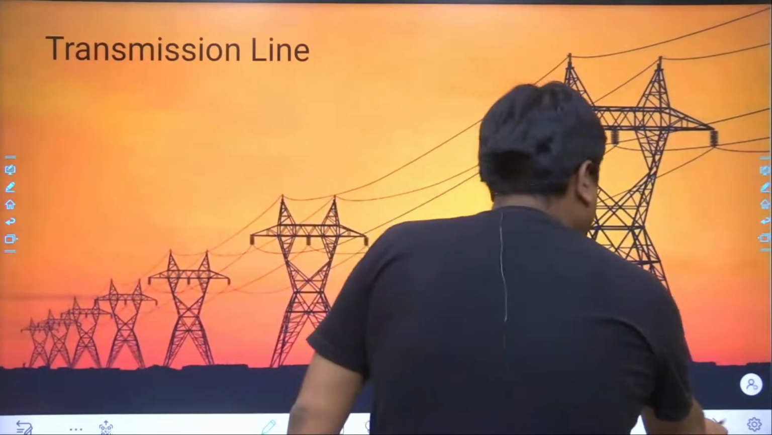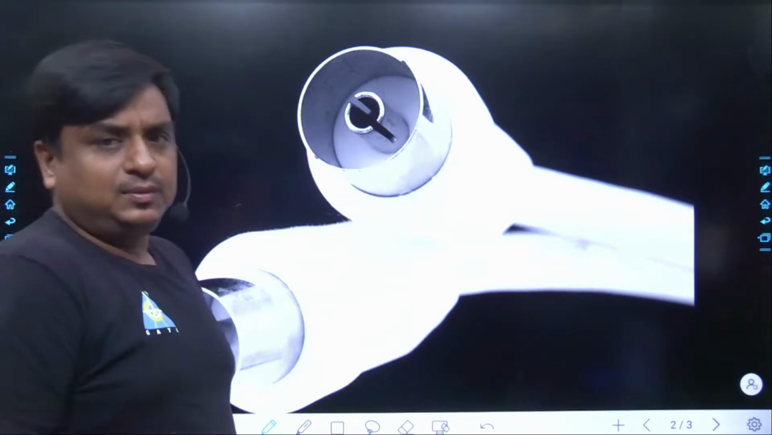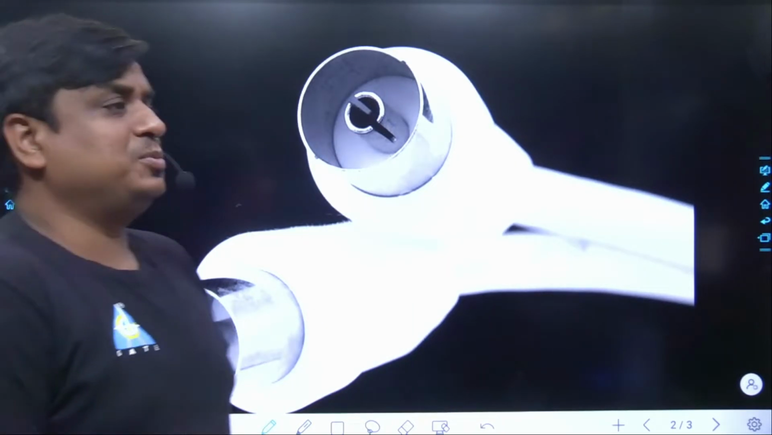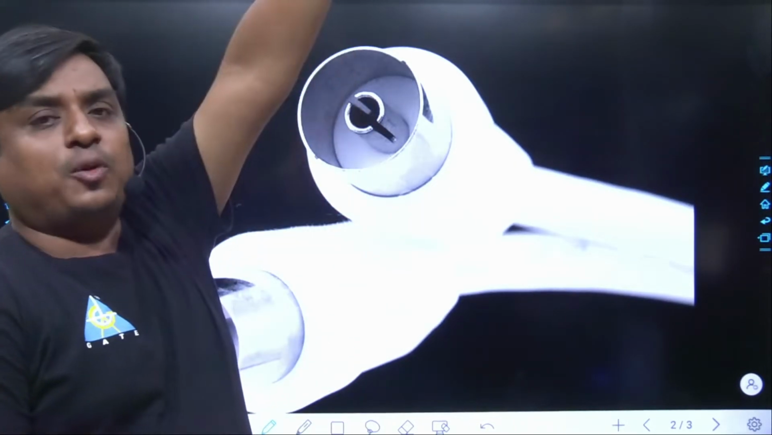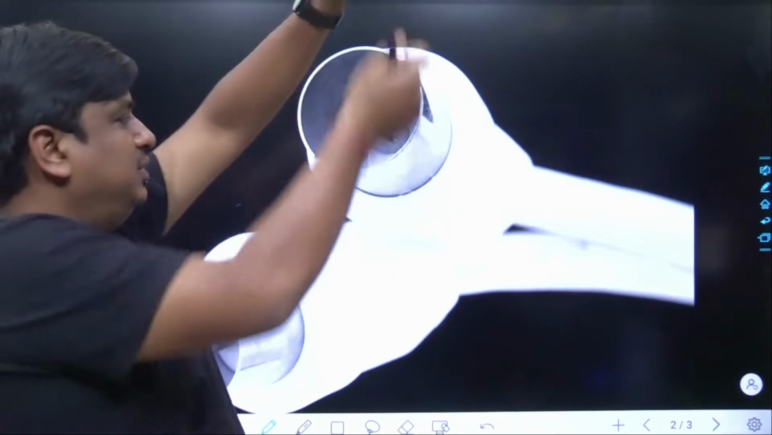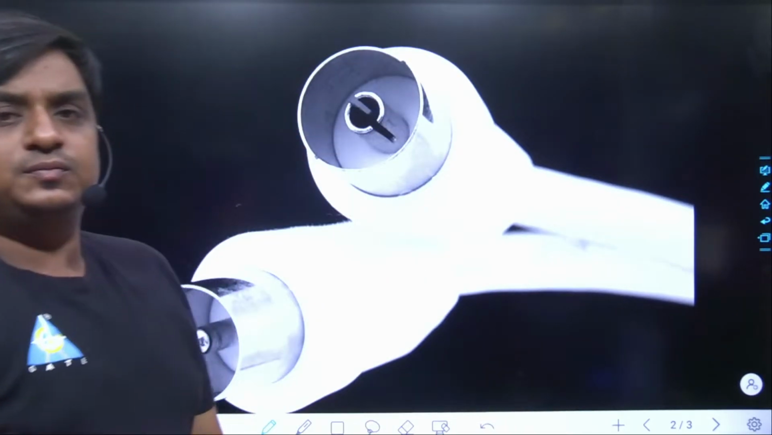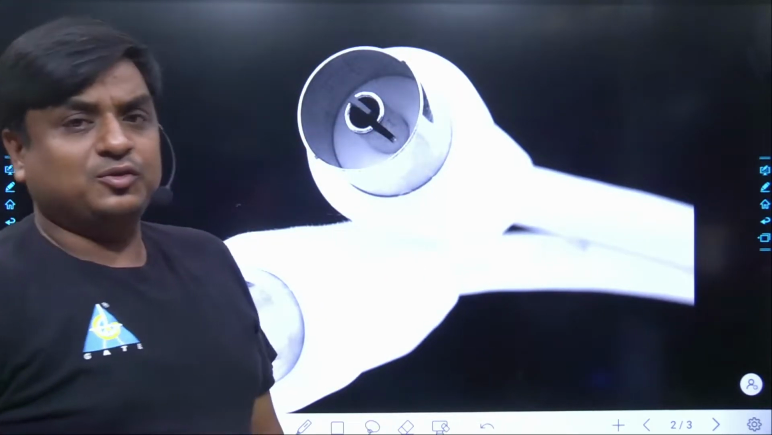Similarly, if I take an example from the electronics side, you must have seen the coaxial cable, which you also call a type of transmission line. On the rooftop, we used to have a dish antenna. The dish antenna is connected to this cable, and this cable is terminated at our set-top box. Again, it is a type of transmission line.